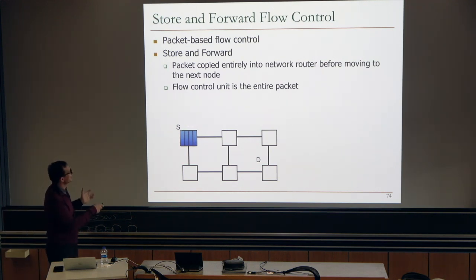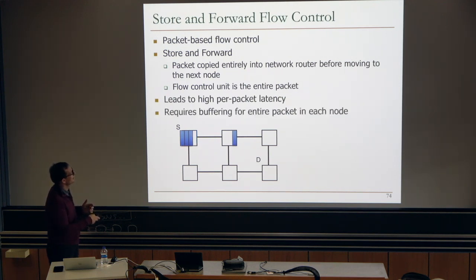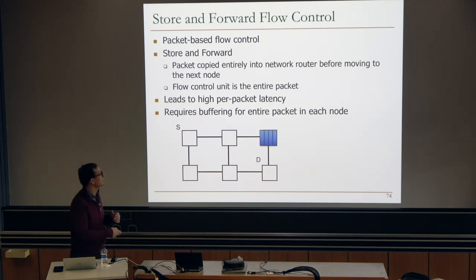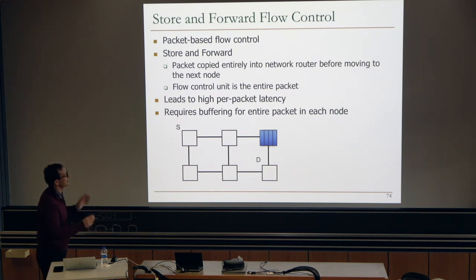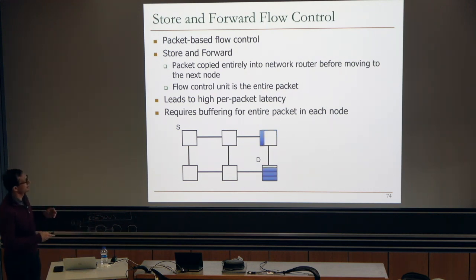Basically, this is your buffer, this is your packet, and the flow control unit is the entire packet. So let me see actually. So basically, this is what happens. Before any part of the packet moves to the next router, it needs to be buffered in the router. Makes sense, right? Because you're doing flow control at the packet granularity, and as a result this leads to high per packet latency, and it requires buffering for the entire packet in each node. So it turns out this is not very efficient. Okay, this keeps going to the destination.